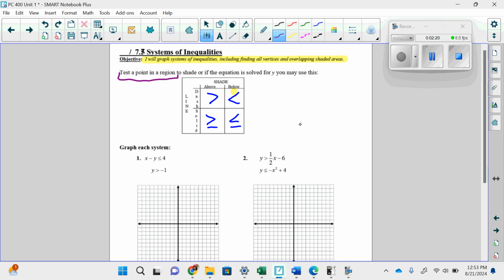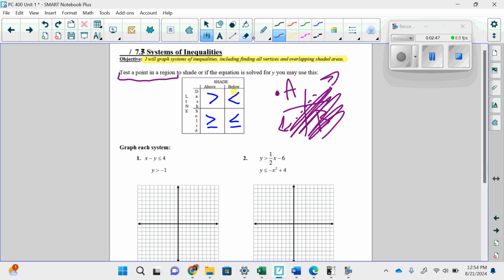So for example, if we have this line, I have two possible answers, either this region here or this region here. So you would pick a point within one of the regions. I picked a point in region A, plug it in. If it gave you a true statement, then you knew that that was the answer. If it gave you a false statement, then A was not the answer, therefore B had to be the answer.